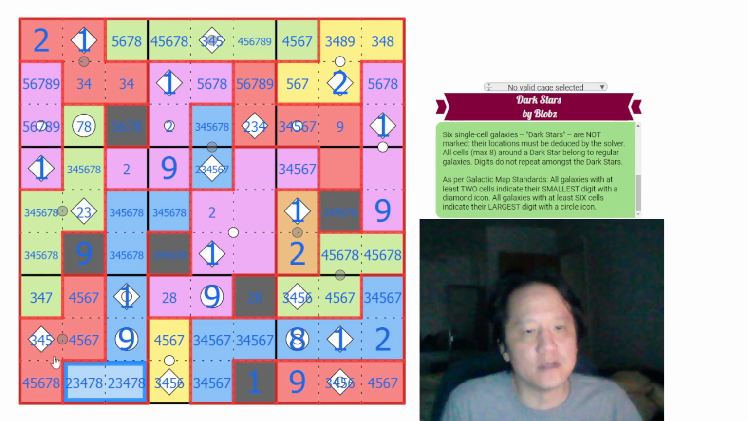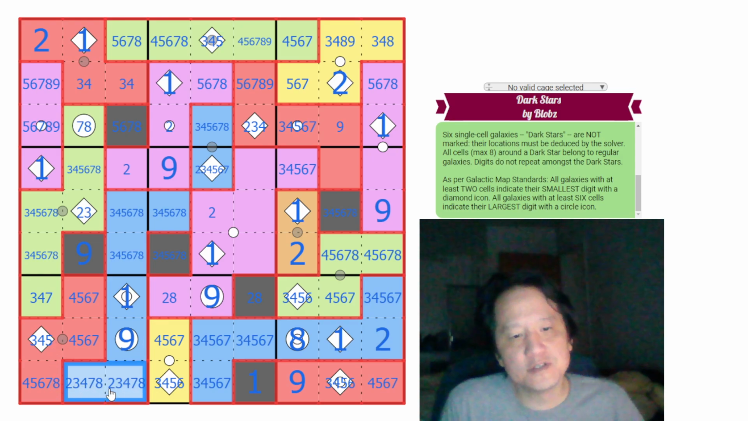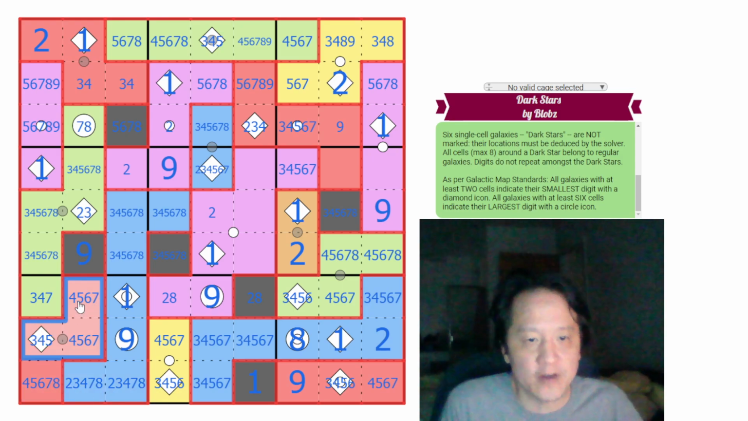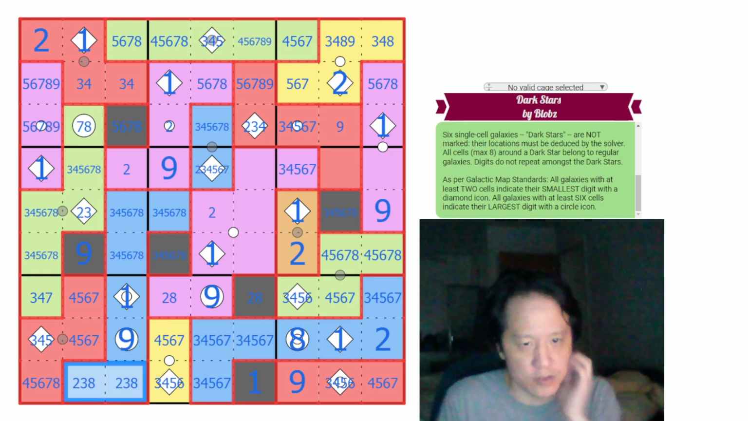In addition, either this is 2 and 8, or this is 8, which forces this to be 5, 6, 7, and this 6, 7 forces this to be 8 and 3. So this can't be 3. So this would have to be 2, 3. So this is either 2, 3 or 2, 8. We don't know which.